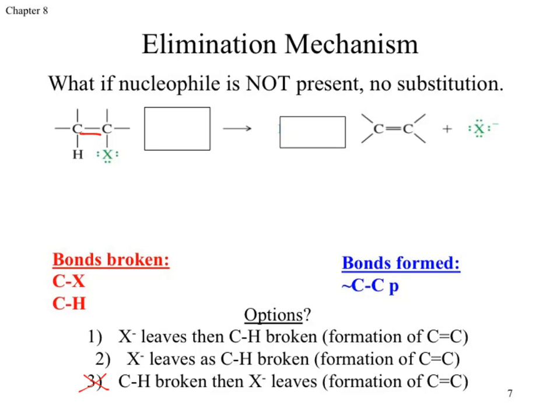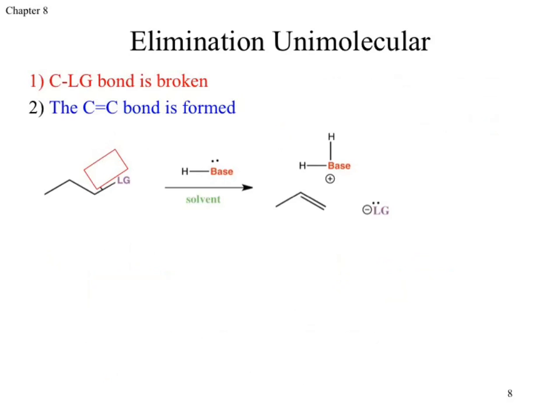Okay? The only difference between the elimination and the substitution is the source of the electrons. Where's the source of the electrons in a substitution reaction? From the nucleophile. Where's the source of the electrons in the elimination? From within the substrate. It's the bond between the carbon and hydrogen. So if we change the source of electrons, we change the reaction. Okay? So let's go ahead and take a look at an elimination.